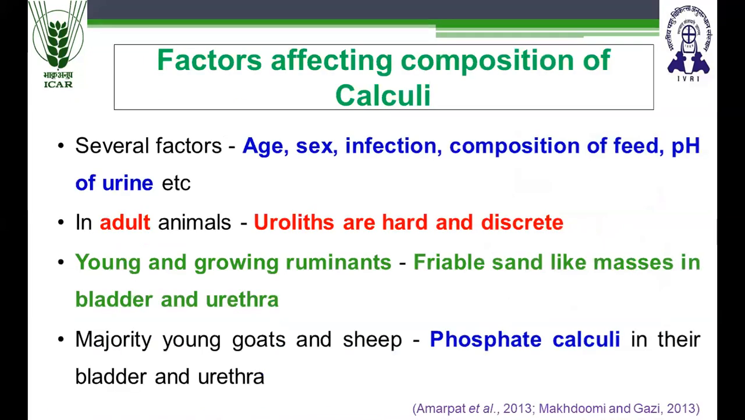So, factors affecting the composition of calculi. Several factors affect the composition of calculi: age, sex, infection, composition of feed, pH of urine, etc. In adult animals, especially in an adult goat, the urolith formed will be hard and discrete because it is formed over a long time period. But in young and growing ruminants, the calculi can be friable, gravel-like, sandy masses in the bladder and urethra. Why so? Because it is formed over a short period of time. And the authors have reported that the majority of young goats and sheep have phosphate calculi in their bladder and urethra.